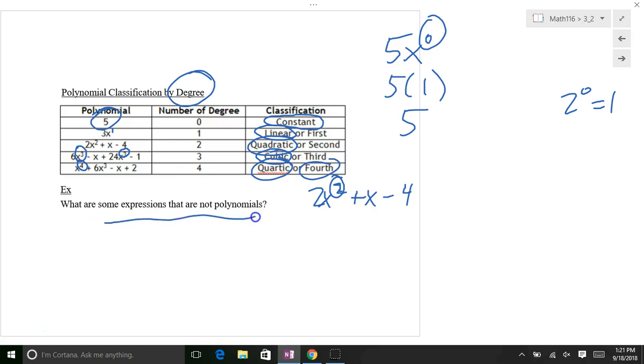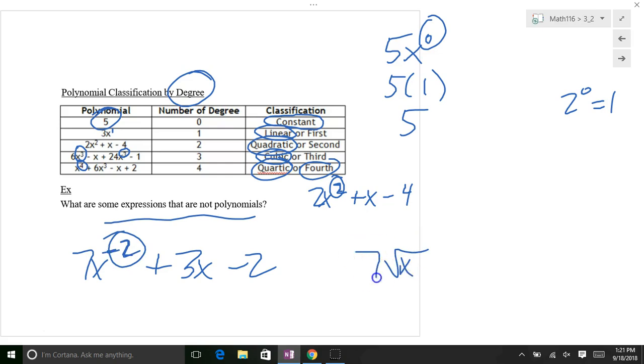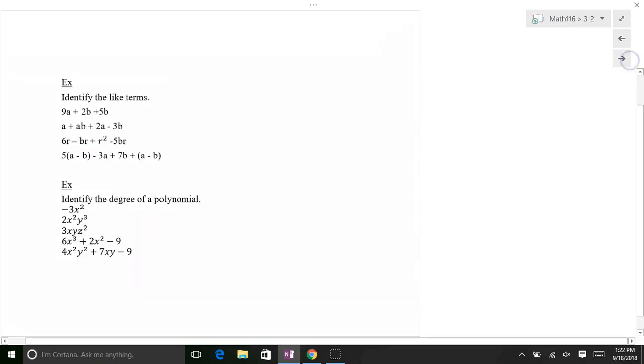And we've talked about some expressions that are not polynomials. Again, that would be like this, not a polynomial. You've got a negative power up there, or like the square root of x, that's not a polynomial, right, because that's x to the 1/2 power, and so on.